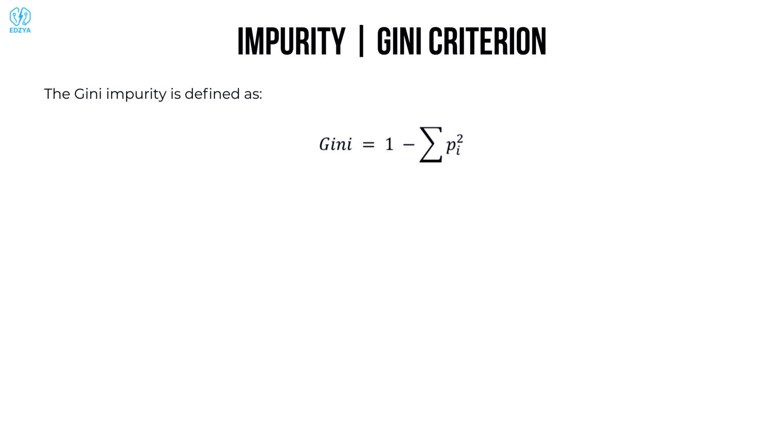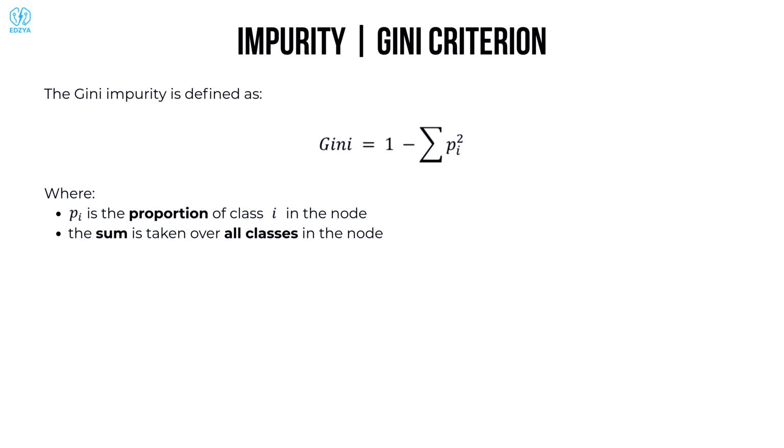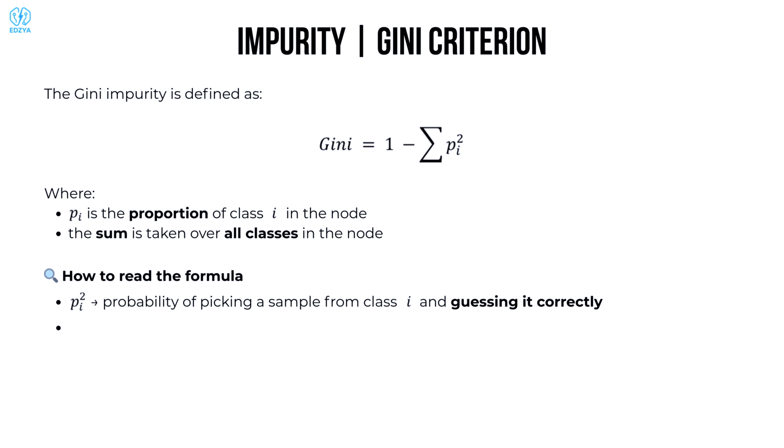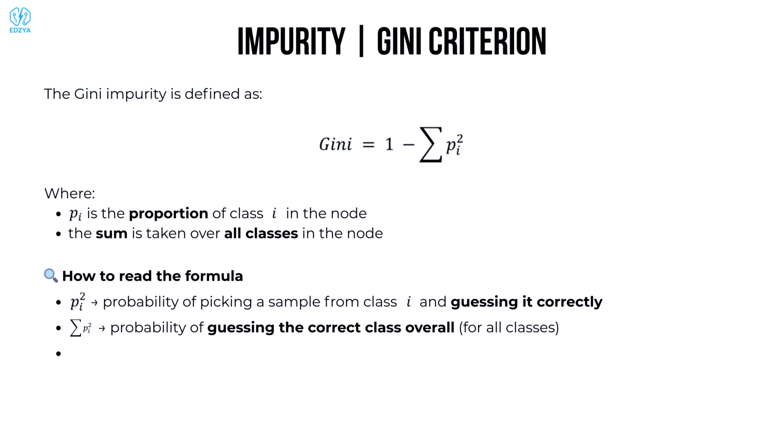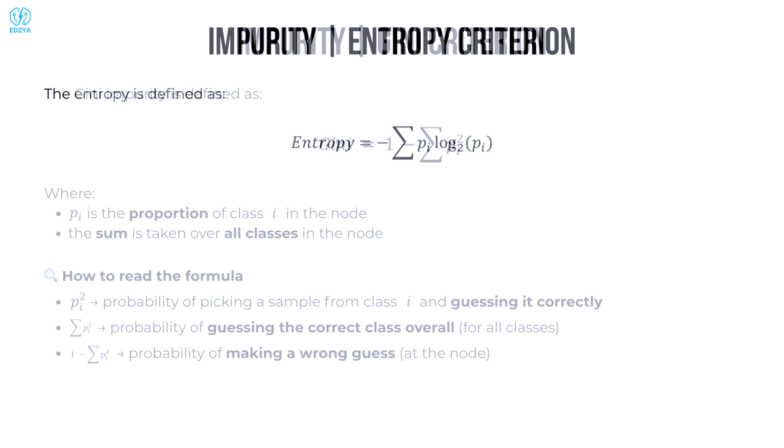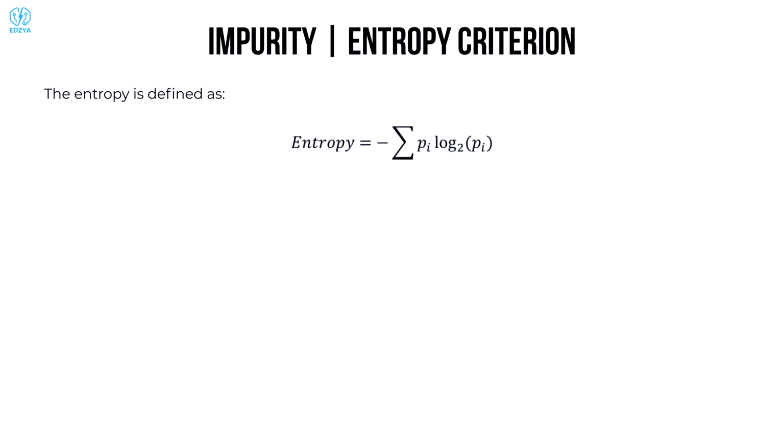The Gini impurity is a common way to measure impurity in classification trees. It is defined by a simple formula: 1 minus the sum of squared class probabilities. Here, each p sub i represents the proportion of class i inside the node. The sum is taken over all classes present in that node. Each squared probability represents the chance of guessing a sample from that class correctly. The full sum gives the probability of guessing the correct class overall. Subtracting this value from 1 gives the probability of making a wrong guess. That probability is exactly what the Gini impurity measures at a node. Another way to measure impurity in classification trees is entropy.